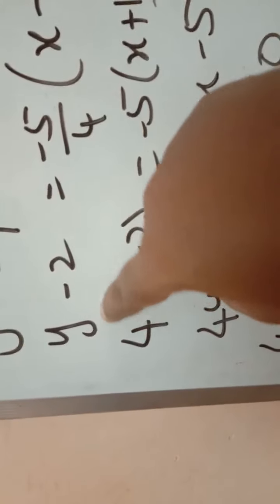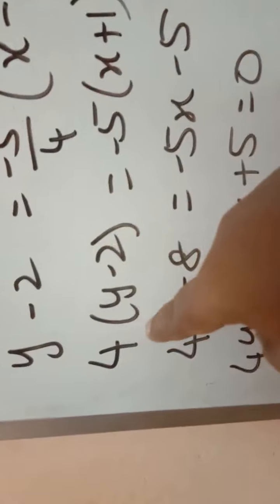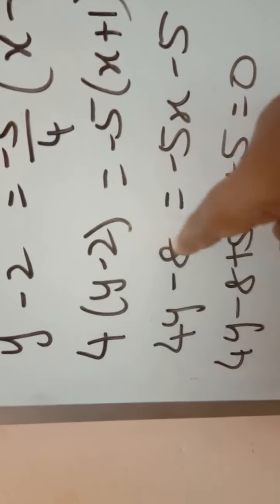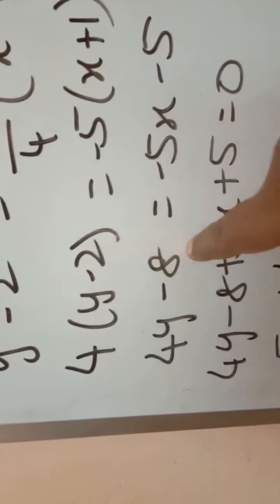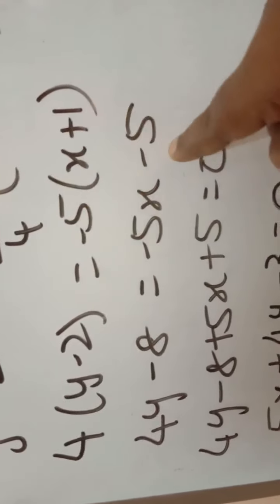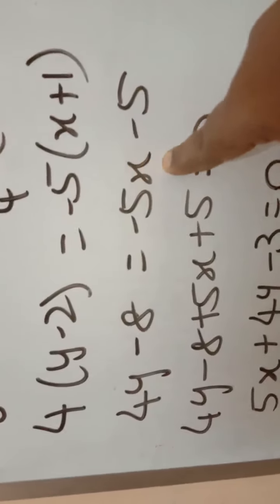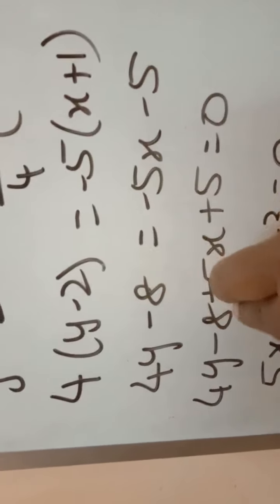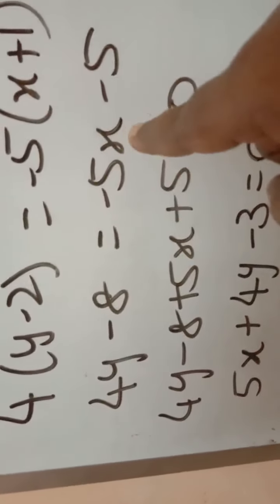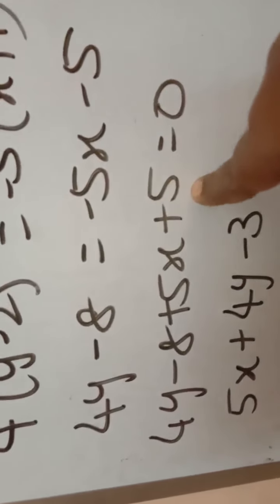Multiply, when you multiply, don't forget 4 you got to multiply with both the terms. Sometimes I used to forget to multiply with 2. So don't forget, whenever you multiply with all the terms inside the bracket. So 4y minus 8 is equal to minus 5 into x, minus 5x, minus 5 into plus 1, minus 5. Next consider the sign of x. X is negative. So we have to bring these two terms to the left. If x is positive, we have to bring these two terms to the right. So 4y minus 8 minus 5x comes this side as plus 5x, minus 5 comes this side as plus 5.